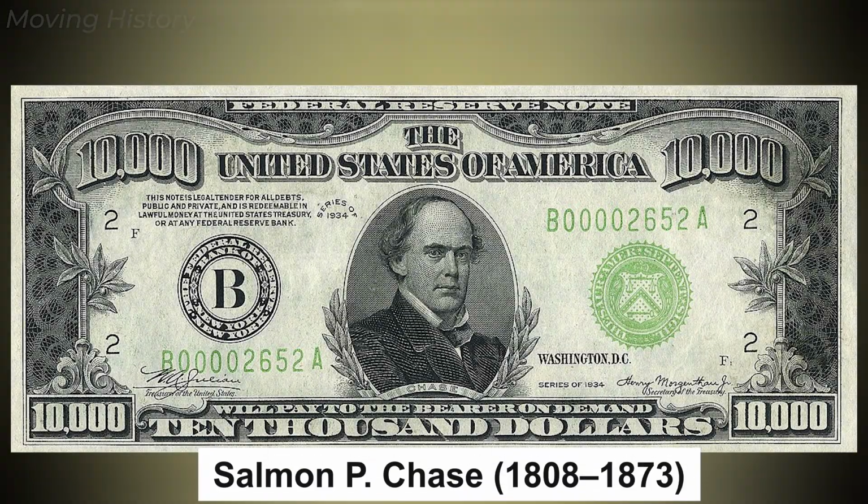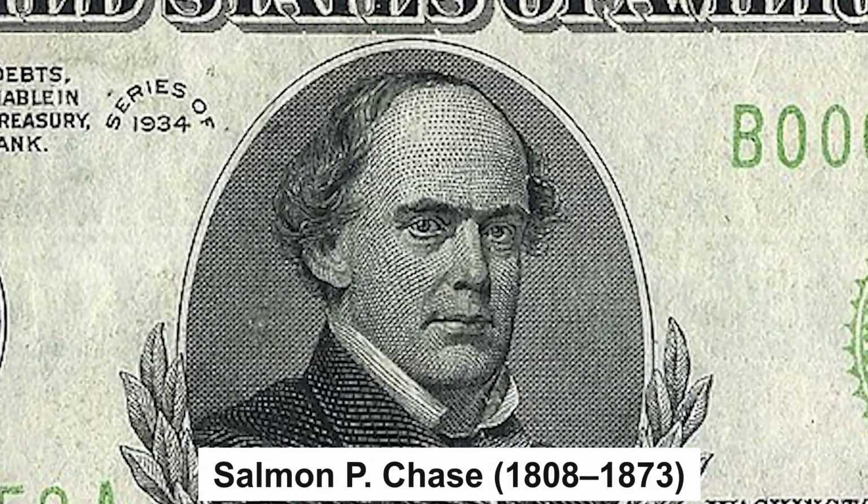The $10,000 bill, the highest denomination ever publicly circulated in U.S. history. And on it, Salmon P. Chase, a man most Americans have never heard of, yet he changed the way they use money. As Secretary of the Treasury during the Civil War, Chase helped create the first paper currency and laid the foundation for the modern banking system.